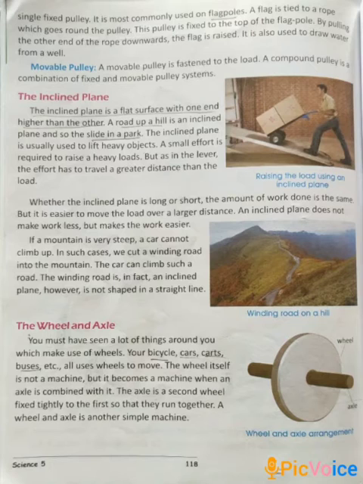Then the wheel and axle. You must have seen a lot of things around you which make use of wheels. Your bicycle, cars, buses, etc. all use wheels to move. The wheel itself is not a machine, but it becomes a machine when an axle is combined with it. The axle is a second wheel fixed tightly to the first so that they run together. A wheel and axle is another simple machine.